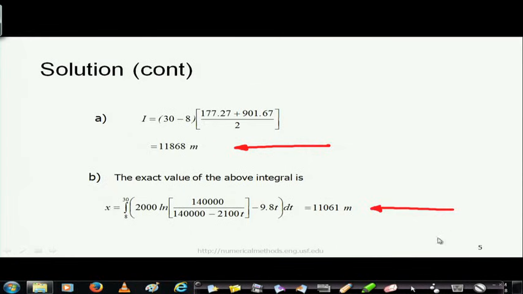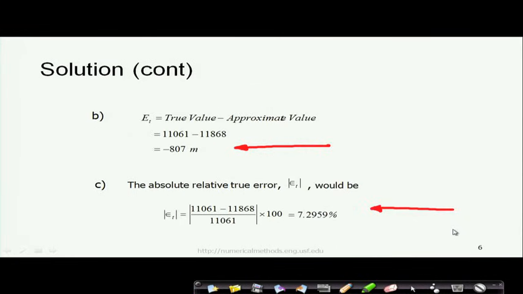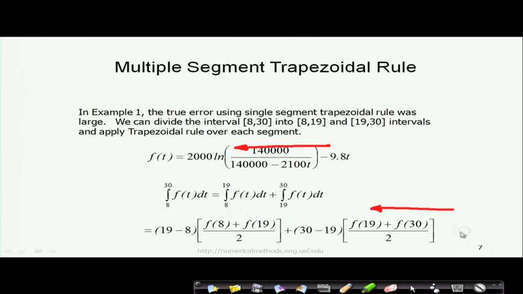Now, let us see how big the error is. We can see that the true error is minus 807 meter, that is quite significant, 800 meters. And the absolute relative error, which is the difference between the true value and the computed value divided by the true value, you find is more than 7% error. Okay. How can you better it?